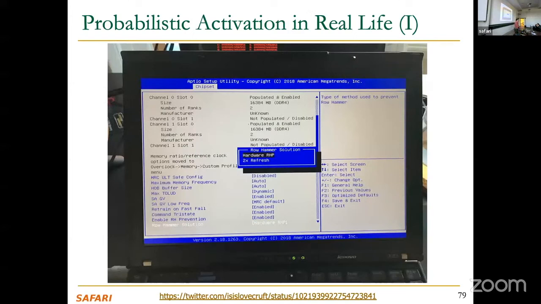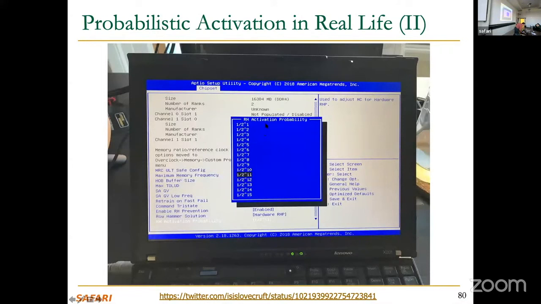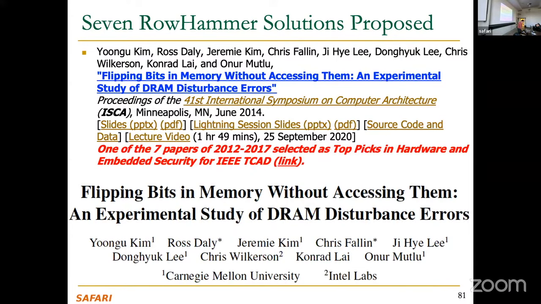So this was one Intel system that employed probabilistic adjacent row activation. So you can pick your solution in the BIOS. It's not exactly how we envisioned it, but they had a BIOS level solution. You can say either 2x refresh, or hardware RowHammer protection. And with hardware RowHammer protection, you can pick your RowHammer activation probability that would induce these additional refreshes. So this was a memory controller based solution. Unfortunately, Intel kind of stopped going in this direction because at some point, DRAM manufacturers said, we solved the problem. RowHammer is gone. You don't need to worry about it. And we're going to talk about that. Okay, so if you're interested, you can read this paper.